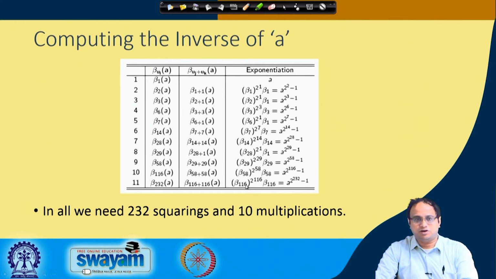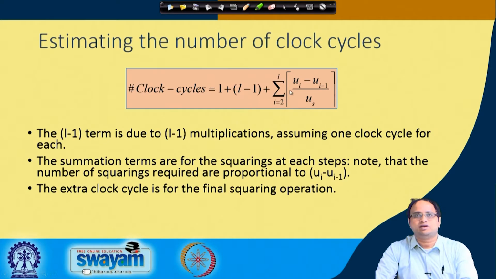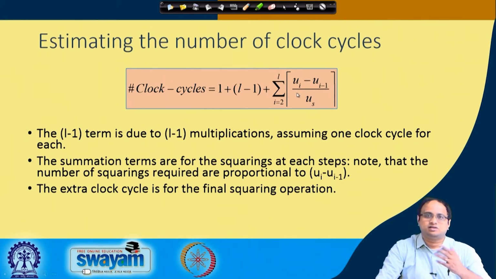Therefore, the number of squarings which you need to do is U_i minus U_(i-1), and since often it may be more than the number of squarings per clock cycle, you have to divide it by that number and take the ceil of that. That gives you the number of clock cycles per iteration, and you have L iterations, so you vary i from 2 to L. That gives you the rough total number of clock cycles which you expend.